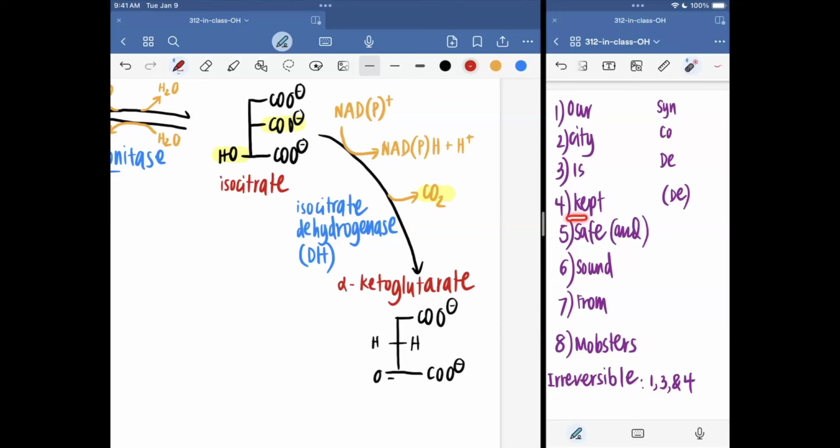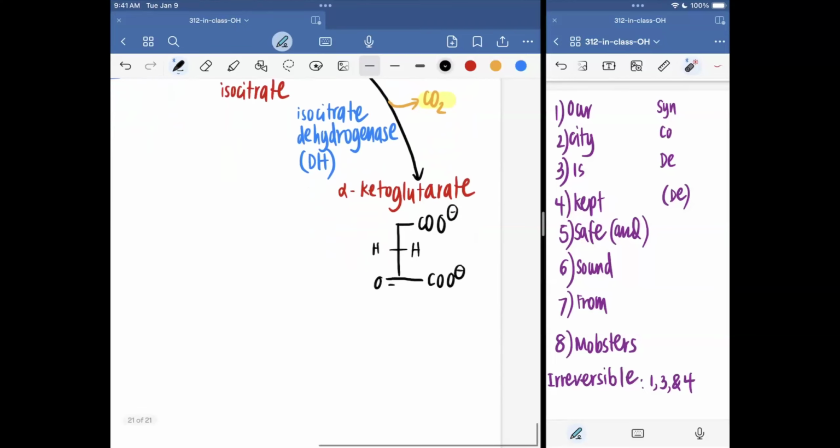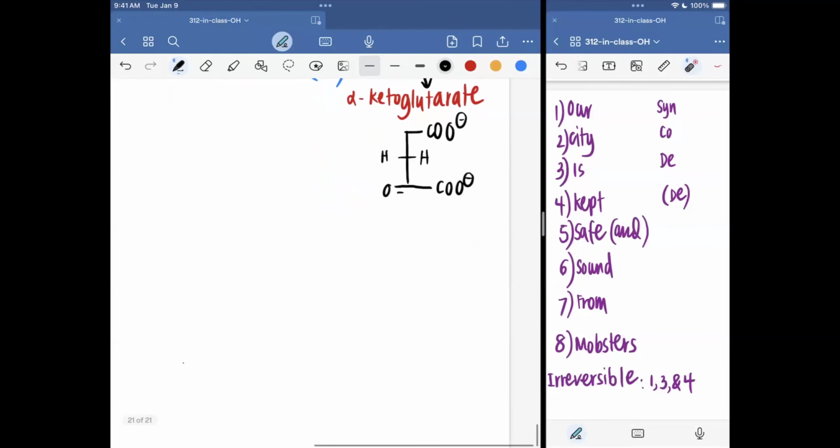So that is where our K comes in. Alpha ketoglutarate is acted upon by another dehydrogenase to make succinyl-CoA, our first S product. So alpha ketoglutarate is going to get recognized by the alpha ketoglutarate dehydrogenase complex. And I'm again going to use DH as our abbreviation. We're going to see a few coenzymes as part of this process.